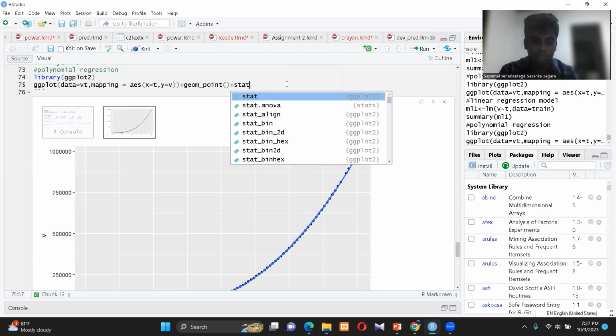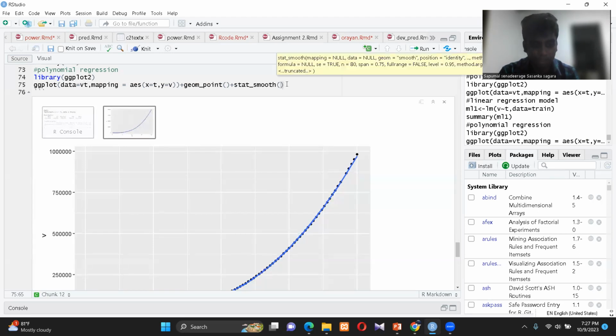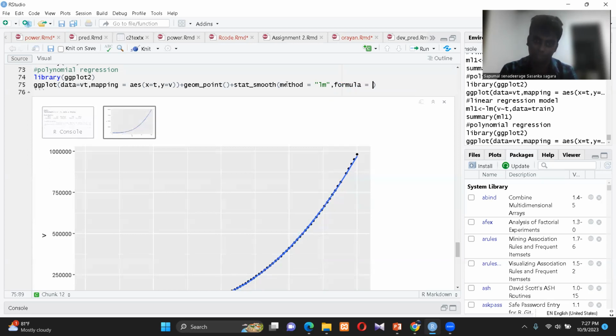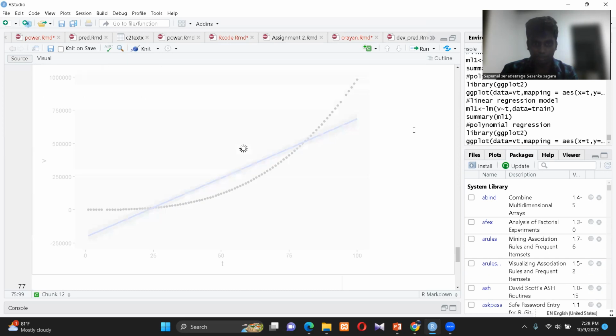So in order to find out the degree, stat underscore smooth, okay, smooth, then method lm, right? Then formula in this. It's pretty similar to the linear regression model, right? Then y is a polynomial of x, first of all, let's say it's a linear one, right? Let's plot it for a linear one, right?